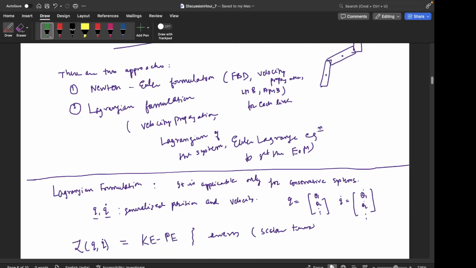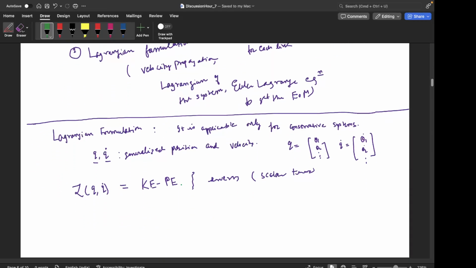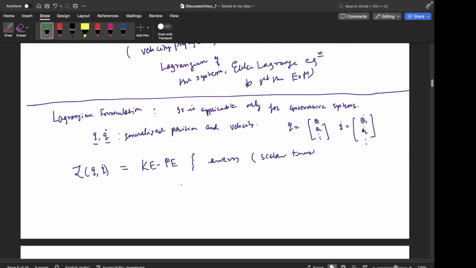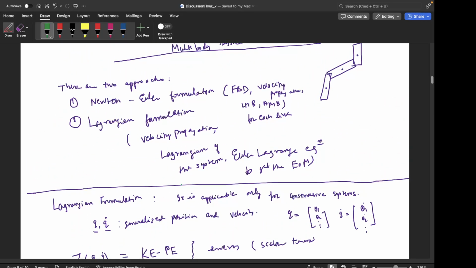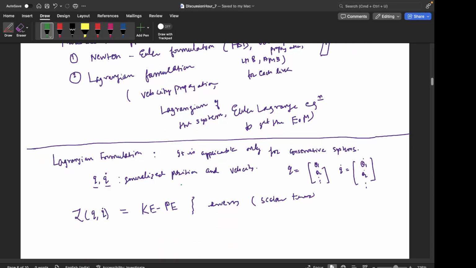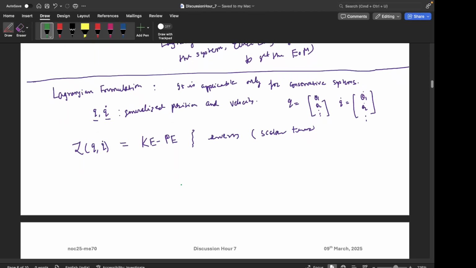Now for the equation of motion, for using the Lagrangian formulation, what we need to compute is first the velocity propagation, to know the angular velocity and velocity of each link, such that we can write the kinetic energy of the entire system and the potential energy of the entire system. Once we know the kinetic and potential energy, we write the Lagrangian of the system, which is defined as kinetic energy minus potential energy, Ke minus Pe.